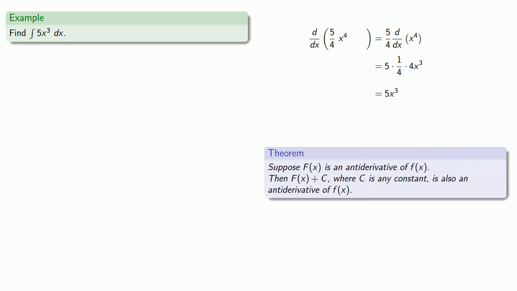And it's useful to remember one more important thing. Once I find an antiderivative, then I can form other antiderivatives by adding any constant at all. And so the antiderivative isn't just 5/4 x to the fourth, but it's actually 5/4 x to the fourth plus any constant that you want.